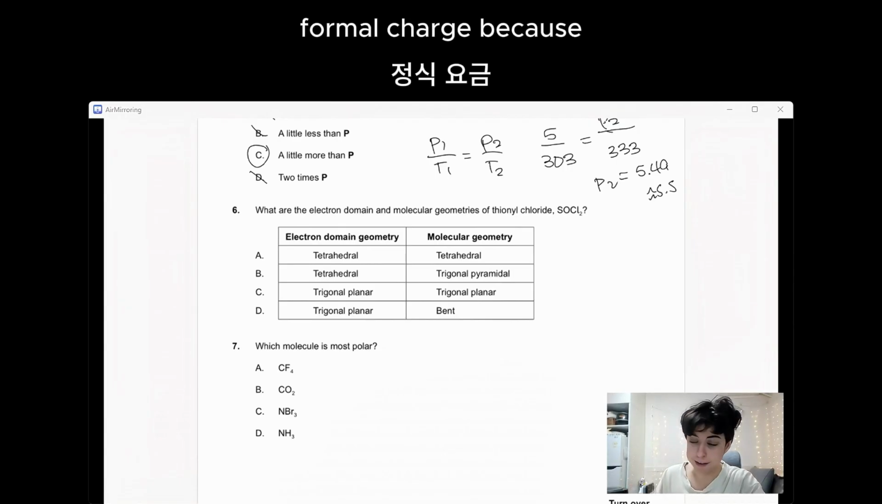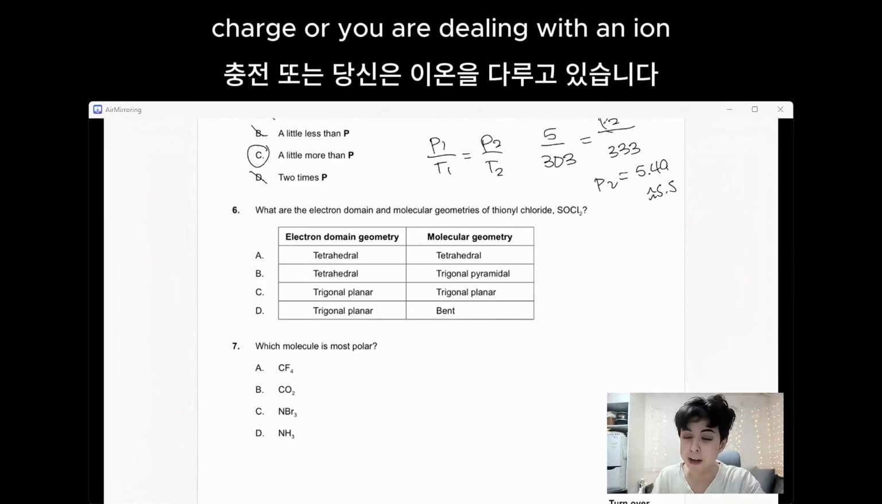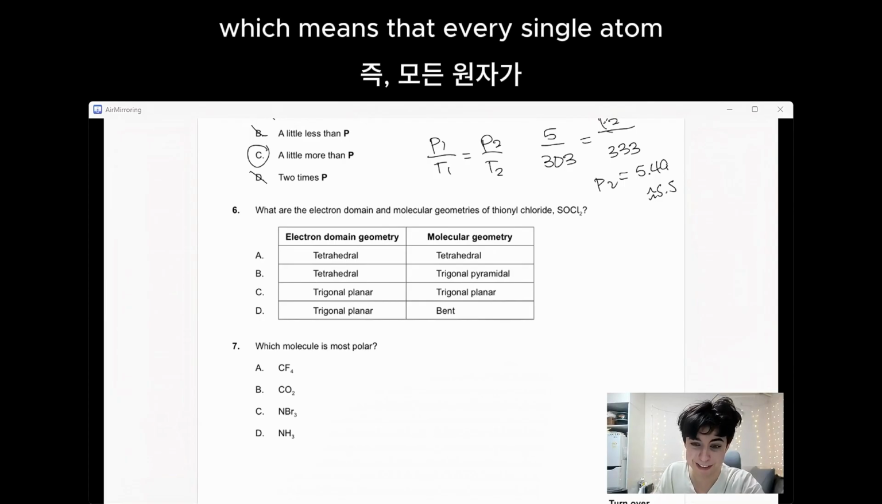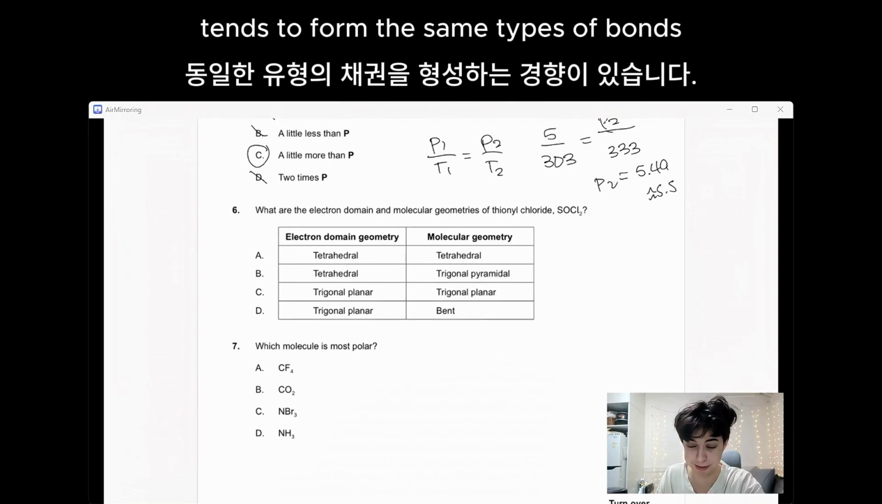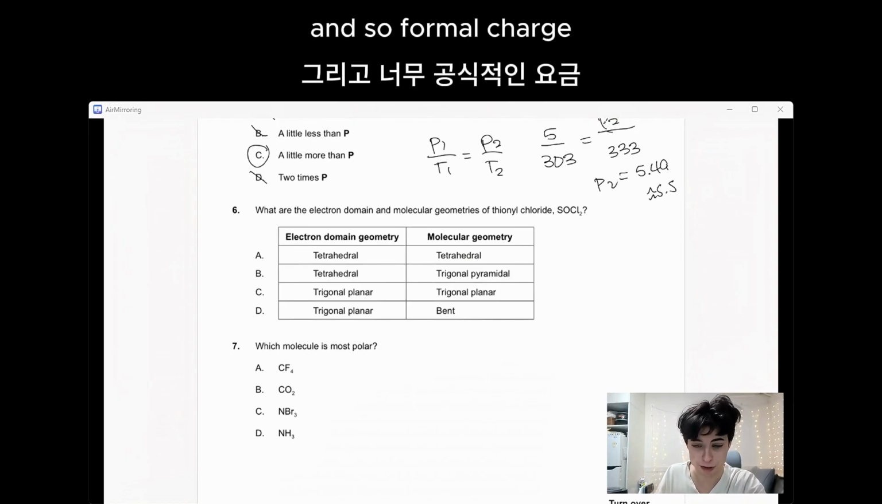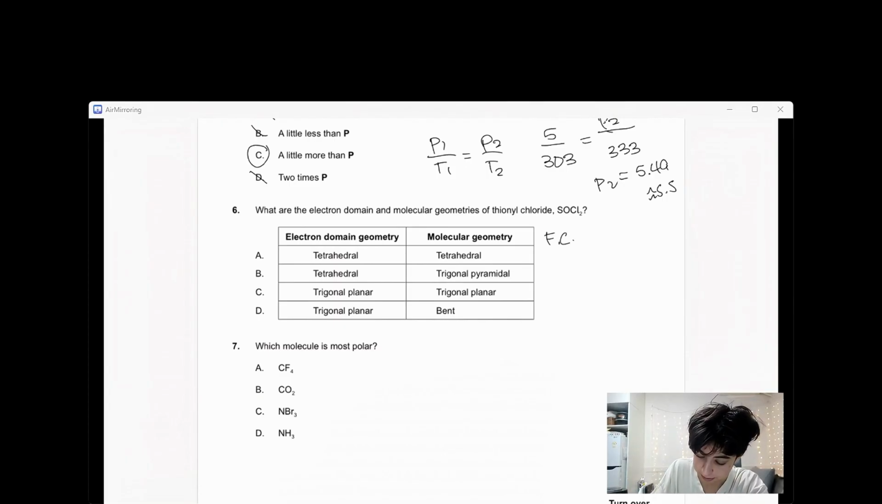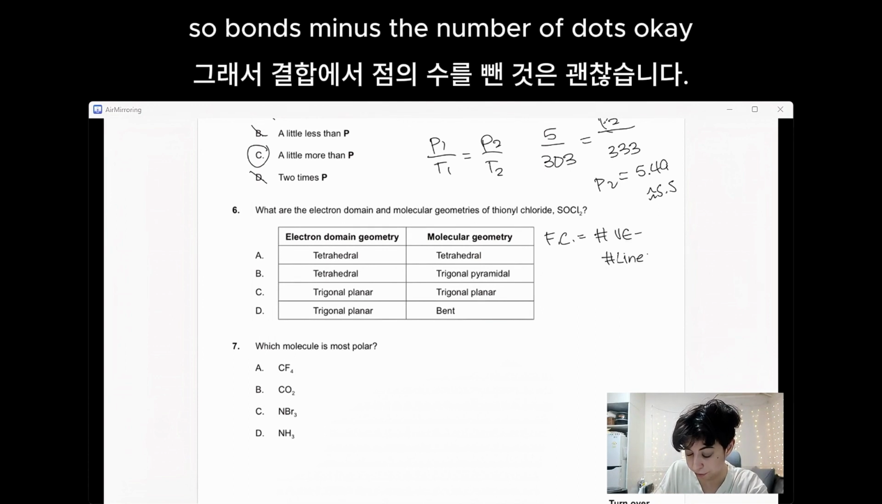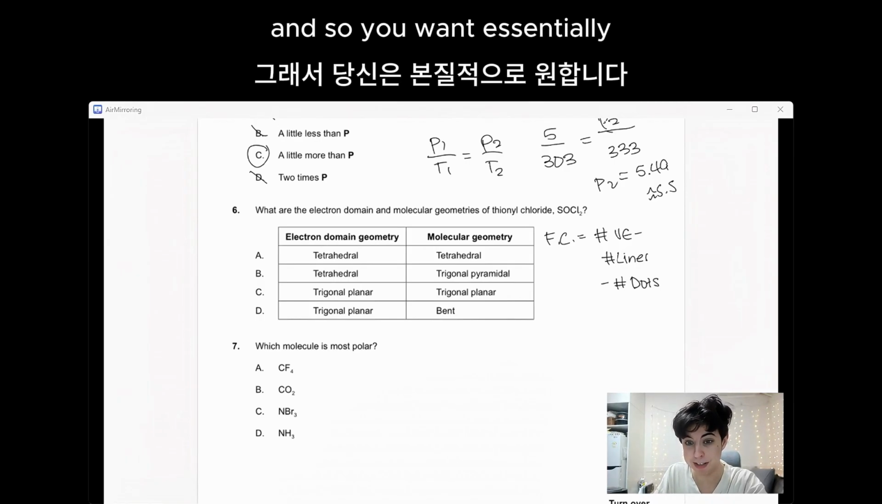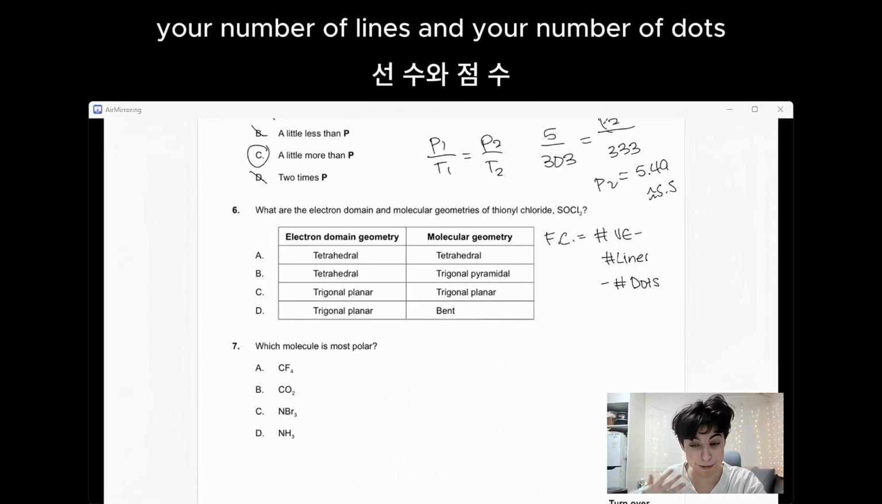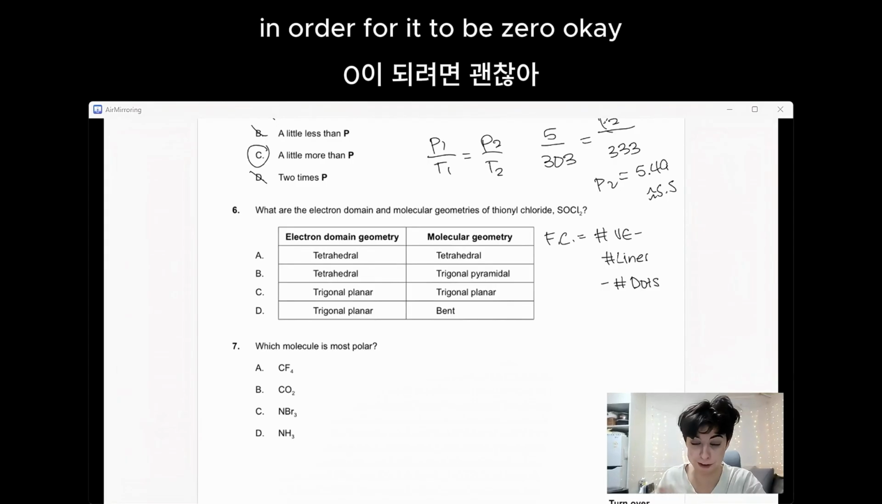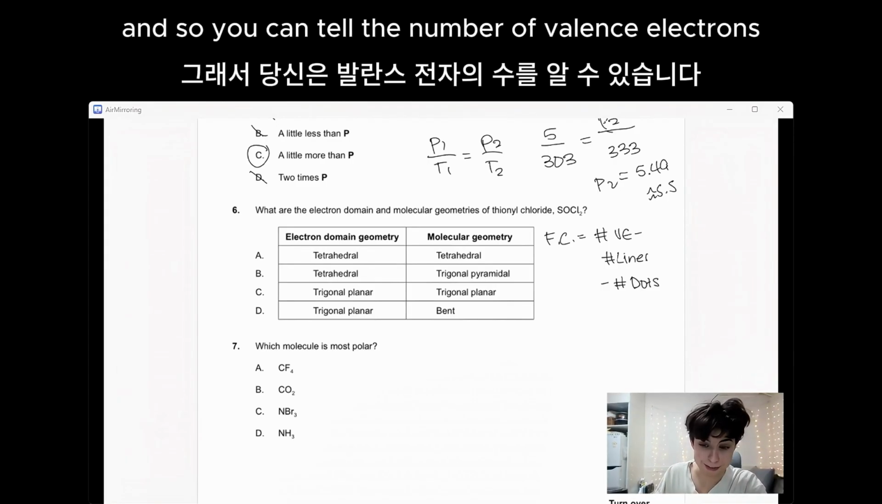Because unless you're explicitly being asked about formal charge, or you are dealing with an ion, everything's going to be neutral, which means that every single atom tends to form the same types of bonds and structures, okay? And so formal charge, if you have forgotten, is equal to the number of valence electrons minus the number of lines, so bonds, minus the number of dots. So you want your number of lines and your number of dots to add up to the number of valence electrons in order for it to be 0. Okay, and you can tell the number of valence electrons from the periodic table.